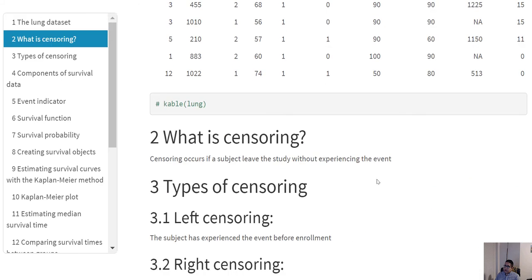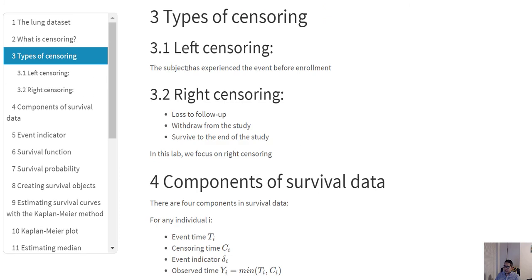Next, we already talked about censoring. Censoring is when a subject leaves the study without experiencing the event. It doesn't mean that the subject will automatically leave. It can happen that the subject might be withdrawn by the doctor or maybe lost to follow-up, and depending on the type of censoring, as we have talked about in the lecture, it could be left censored, right censored, as well as interval censored.